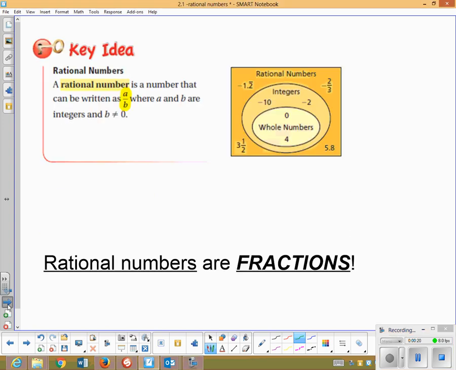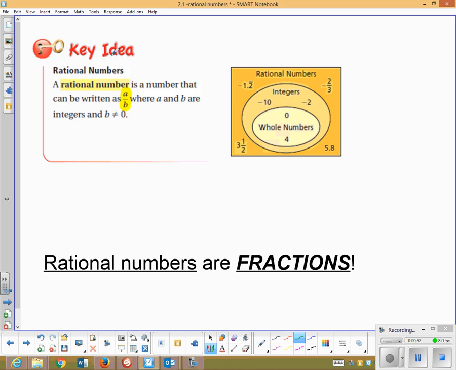So we're going to start off with some key ideas. The first key idea we're going to talk about is what a rational number is. So here I have the definition of a rational number. It says, a rational number is a number that can be written as A over B, where A and B are integers. In other words, A and B can be any integers, any positive or negative whole numbers, but it cannot be 0 for B. So I would like for you to copy this down. Remember, you are to copy down everything from the notes that you see in the video.